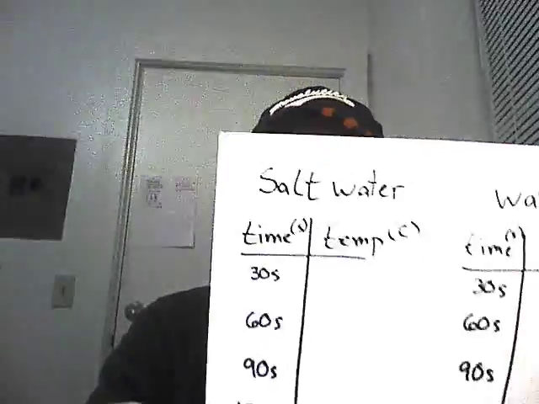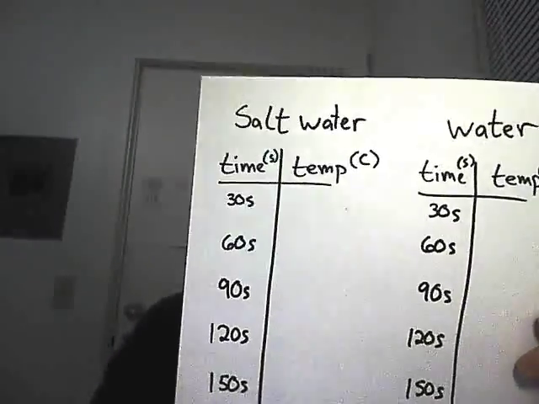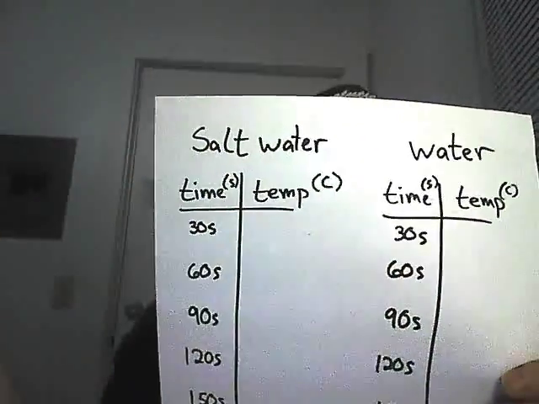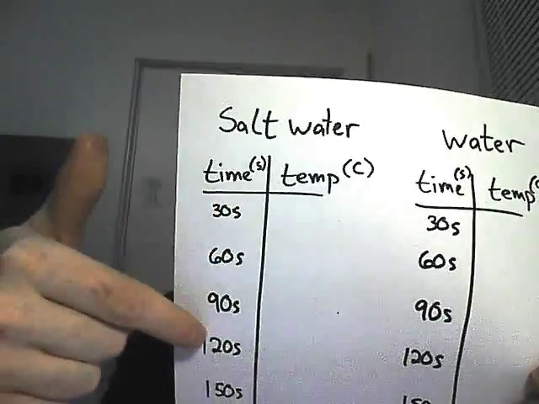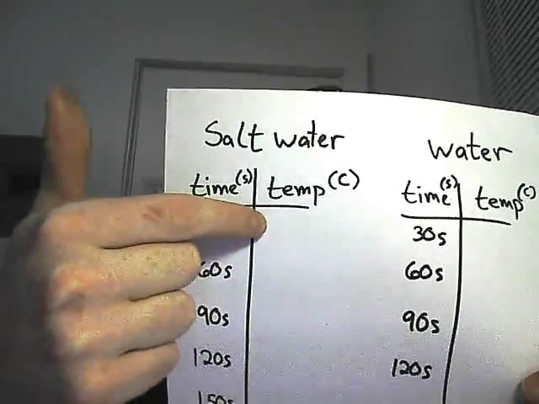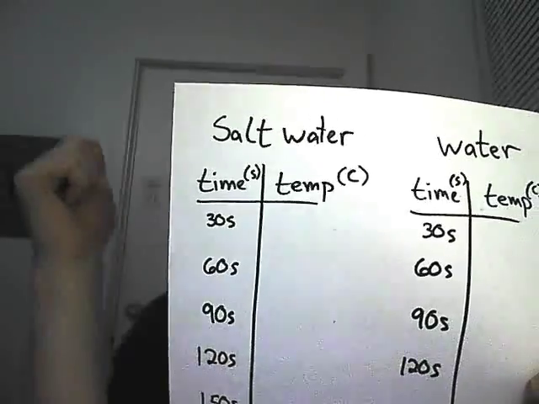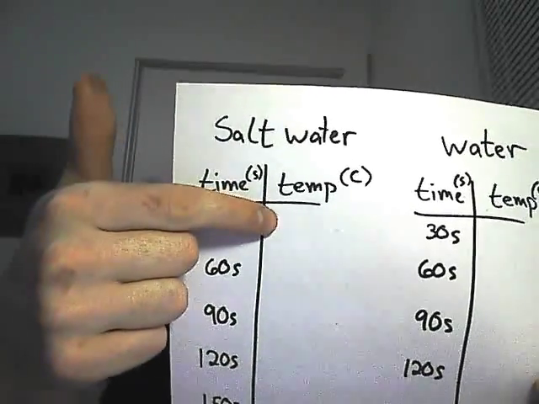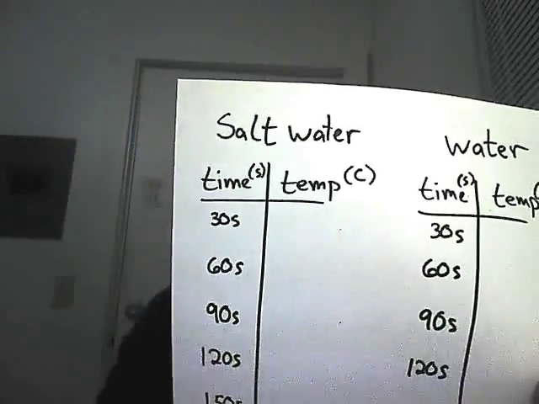You're going to be measuring the time it takes to boil, and you're going to also be measuring the temperature. And I have a suggestion how to do it. I would measure the temperature every 30 seconds. So, for example, you're going to be making a table like this for both your salt water and your regular water, and every 30 seconds you're going to refresh and take the temperature of your liquid as it goes from liquid eventually to boiling and gaseous.